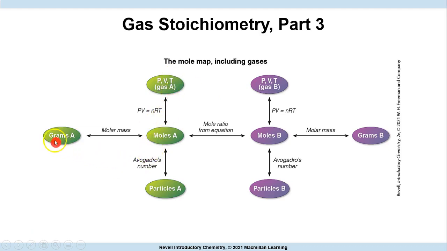If we have to convert from grams of A to moles of A, as we already saw, we use the molar mass. If we have to convert from moles of A to particles of A, we use Avogadro's number. If we have to convert from moles of A to the pressure, volume, temperature relationship, we use the ideal gas constant. And if we have to convert from moles of A to moles of B, we use the mole ratio in the balanced chemical equation. We can also convert from moles of B to grams of B using the molar mass. So that is the mole map, and here we are including gases now.